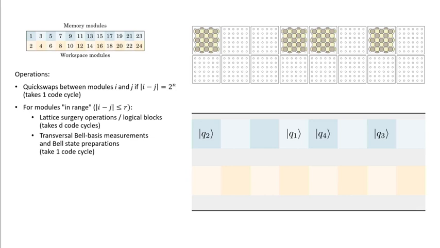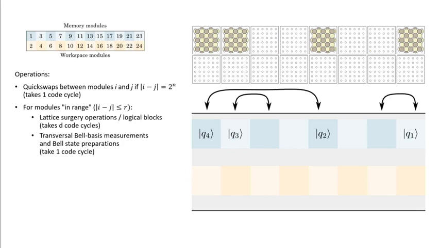The first operation is a fast operation that we call a quick swap. A quick swap swaps the contents of 2 qubit modules within 1 code cycle, but not any pair of qubit modules can participate in a quick swap, only pairs of qubit modules whose labels differ by a power of 2, which is how we get this logarithmic number of connections. So for example, the contents of these 2 modules or of these 2 modules can be swapped, and multiple quick swaps acting on disjoint sets of qubit modules can be performed simultaneously.